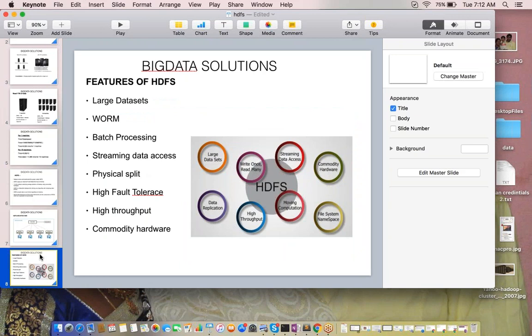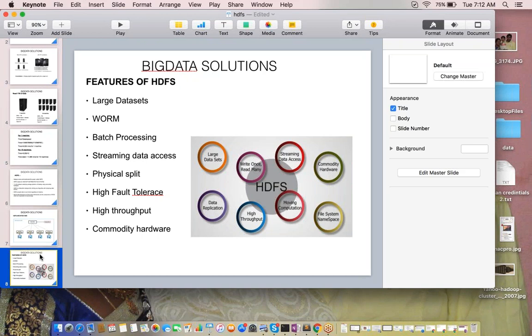It can store a huge amount of data, called large data sets. Another one is WORM. What is WORM? Write once, read many. It means you store the data only once. You cannot update the data here. You can append data to existing data by using merge. I'll talk about that merge command later.